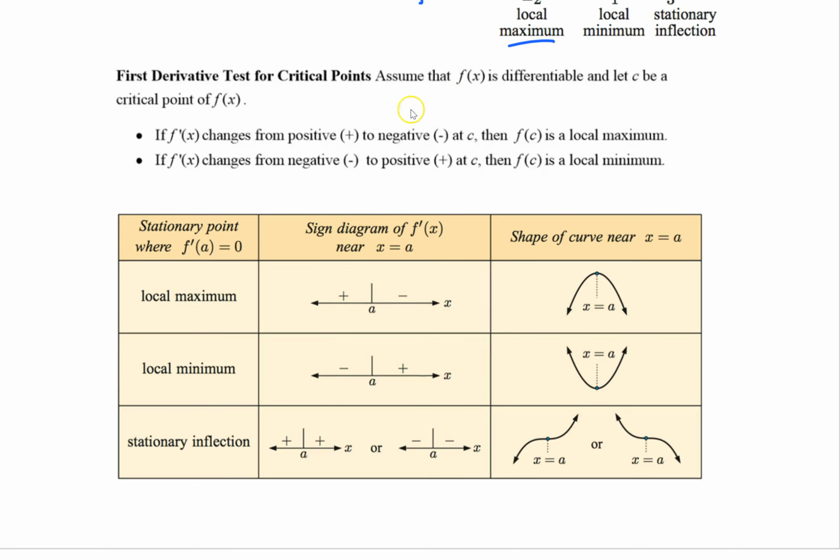That's what the first derivative test is. It's all about positive to negative, local max; negative to positive, local min. And here's the helpful chart I use. Right, so the main idea is it's a local max, right?